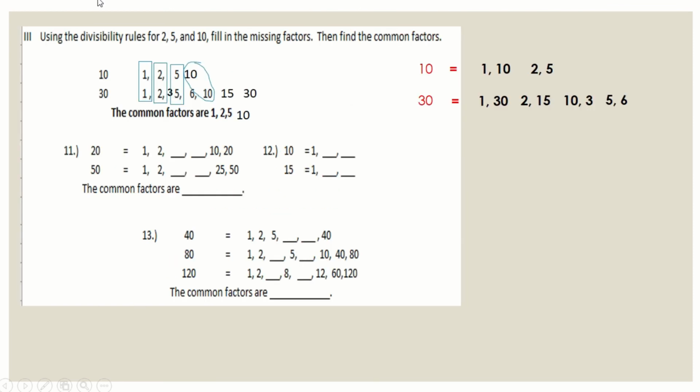and 10. For Roman numeral 4, using the divisibility rules for 2, 5, and 10, fill in the missing factor, then find the common factors. So on this one, for 10, like what we did in Roman numeral 3, we just list down all the factors of 10. 1, 10, 2, and 5. So there, 1, 2, 5, and 10. With 30, 1, 30, 2, 15, 10, 3, 5, and 6. So we just list down all the factors of 30. There it is. So we have 1, 2, 5, and 10. We just look for which ones they both have.